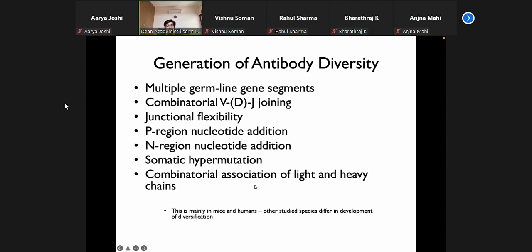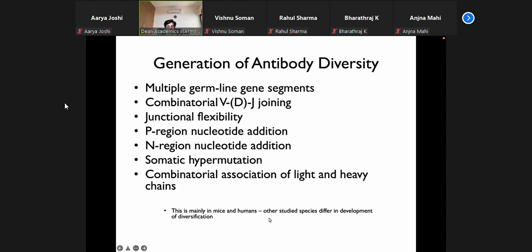And obviously, there is combinatorial diversity provided by both heavy and light chain. So, for example, you have one combination where the heavy chain is the same, but the light chain is different. So this will start binding to another antigen. Okay, so because of this process, you have the capability to recognize, through your B cells or T cells, all kinds of antigens available, right?